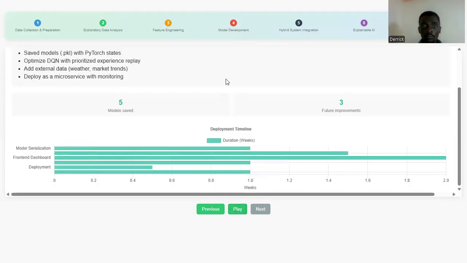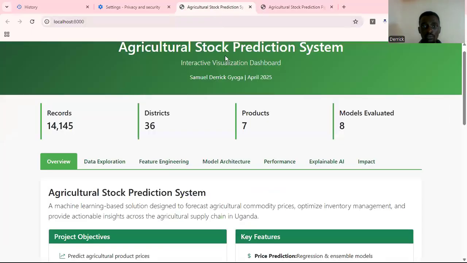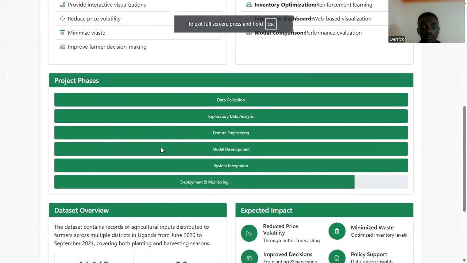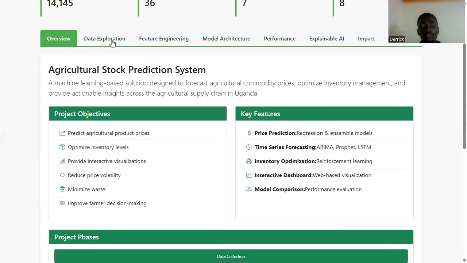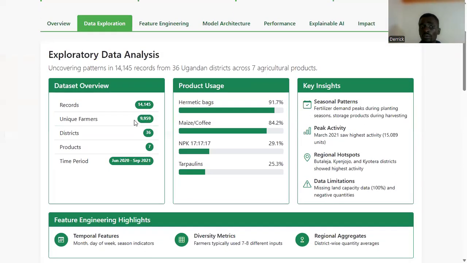Back to our official presentation. This was just one, which shows the stages. So as we have gone, I've taken you through almost everything. So let us go for our data exploration. So these were the records and product usage. These are the figures, we've talked about them.